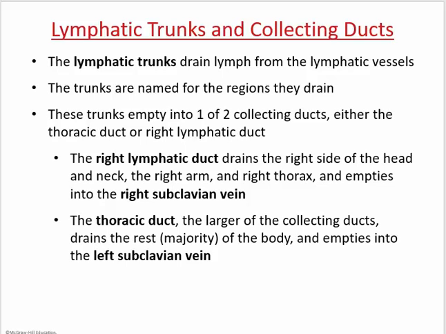On the right-hand side, we have the right lymphatic duct, and that takes the lymph from the right side of the head through the jugular trunk, the right arm through the brachial trunk, and the right side of the thorax through the bronchiomediastinal trunk.